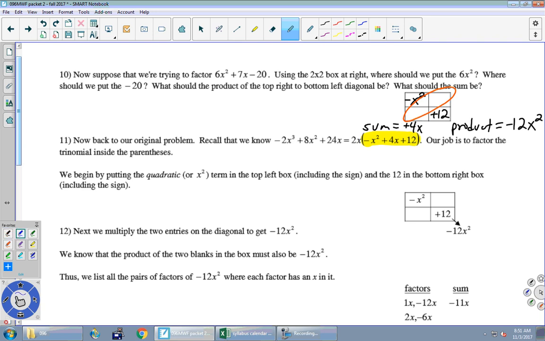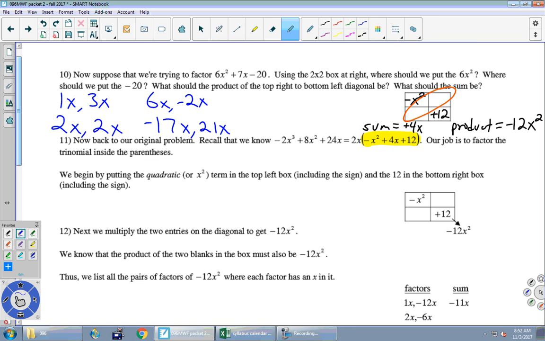So you don't need to write this down. This is not the way to go. But I'm going to start listing things that add up to 4x. We're trying to fill in the 2 blanks on that diagonal. I need 2 things that add up to 4x. Would you guys agree? 1x and 3x adds up to 4x. Good. That's one possibility. 2x and 2x, agree? Adds up to 4x. How about 6x and negative 2x? Does that add up to 4x? Yes, it does. How about negative 17x and 21x? Does that add up to 4x? It does.